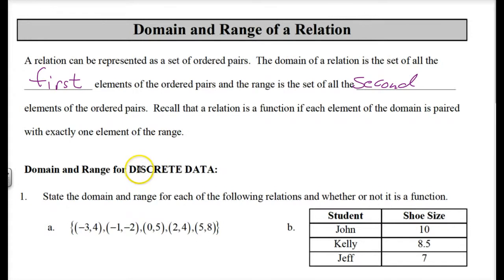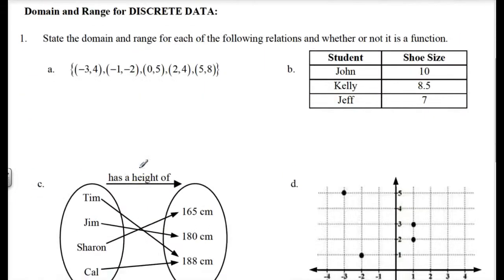Domain and range for discrete data. State the domain and range for each of the following relations and whether or not it is a function. Okay, domain. Domain is a set of numbers. -3, -1, 0, 2, 5. So we look at the first elements. -1, 0, 2, 5. This is a function since no element of the domain was repeated. Although if it were, we would only list it once anyways.